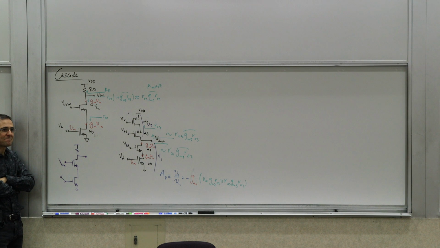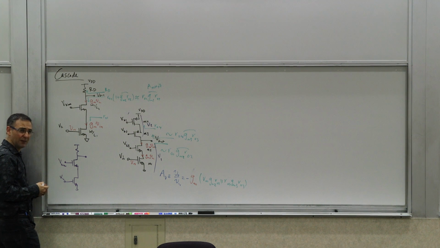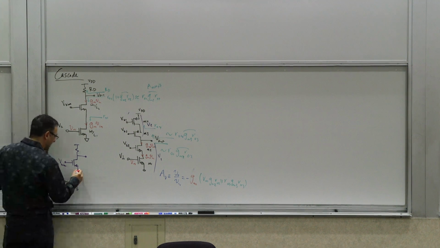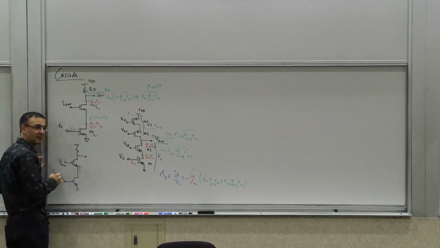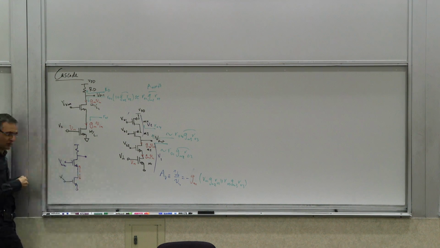Because it had to be a common source followed by a common gate, right? And common gate gets its input from the source. Does this work? No. Why not? Because of the DC. If this were really a PFET, the current needs to be flowing in this direction, the DC current. And for this guy, the DC current needs to flow in this direction. We're talking about DC currents.